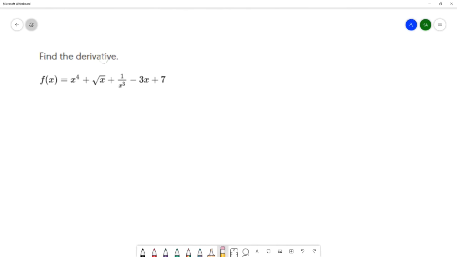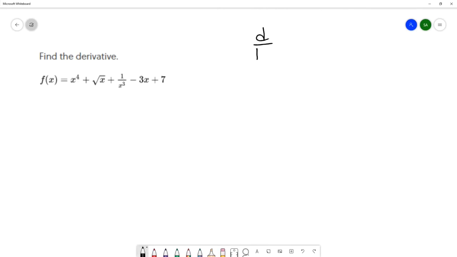We want to find the derivative of f of x equals x to the fourth plus square root of x plus 1 over x cubed minus 3x plus 7. I'm going to look at these individual terms. Because they're individual terms, I'm going to be able to take the derivative of them individually. I've got x to the fourth. I'll be able to use the power rule on that term.